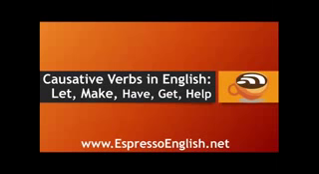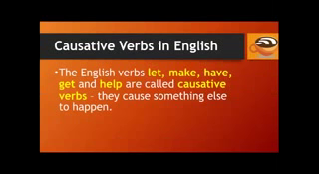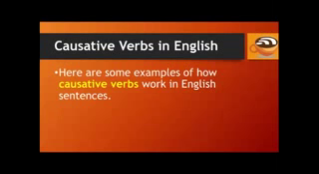Causative verbs in English: let, make, have, get, and help, from espressoenglish.net. The English verbs let, make, have, get, and help are called causative verbs because they cause something else to happen. Here are some examples of how causative verbs work in English sentences.